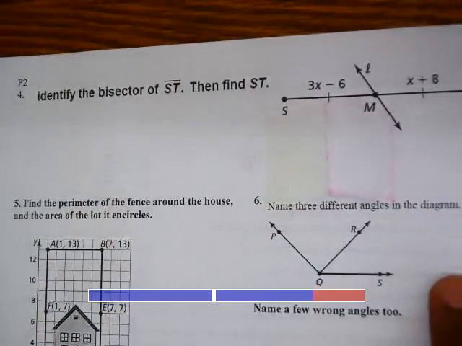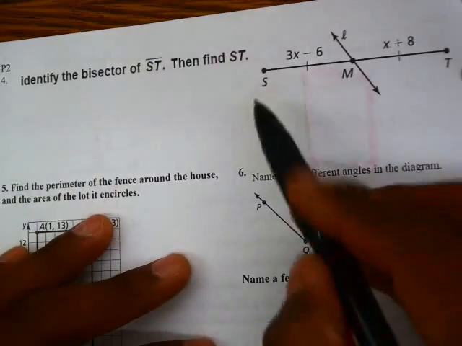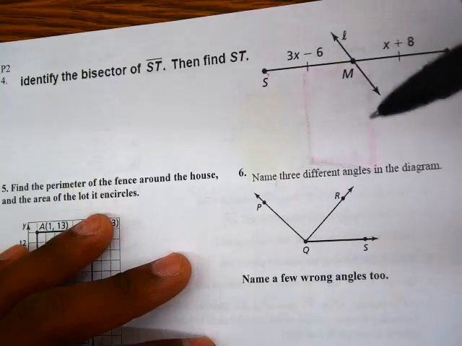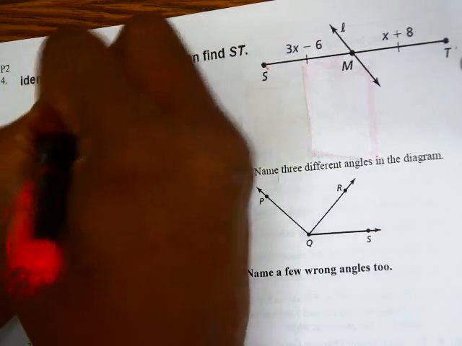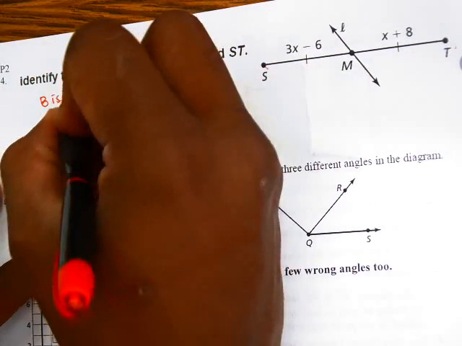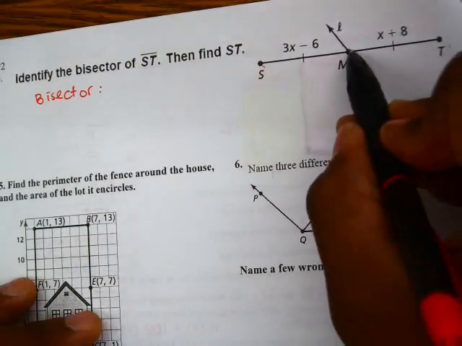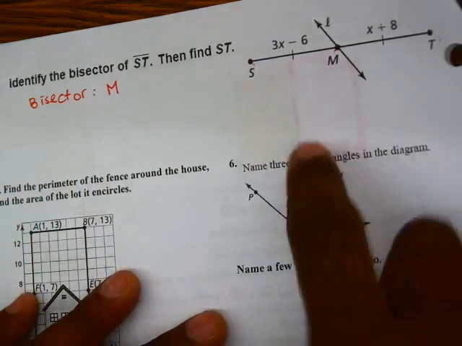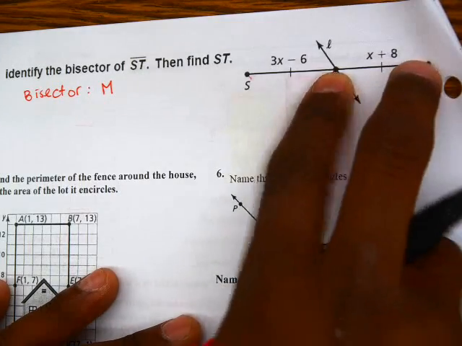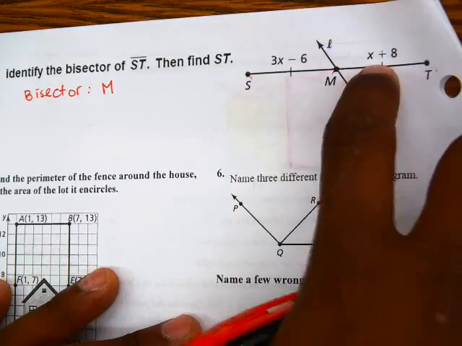Number 4, I need to identify the bisector of ST and then find ST. ST is this line segment here. Well, a couple things could be a bisector. A bisector means something that cuts the segment into 2 equal parts. Well, the bisector could be this point M, because that divides this segment into 2 equal parts. You can see they're equal because of these marks.